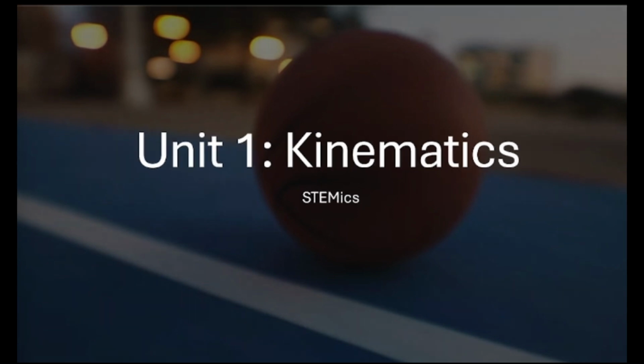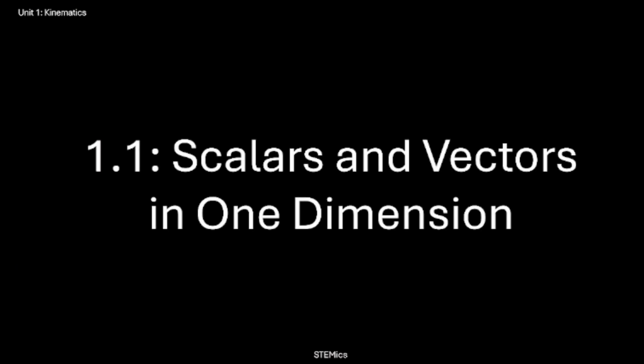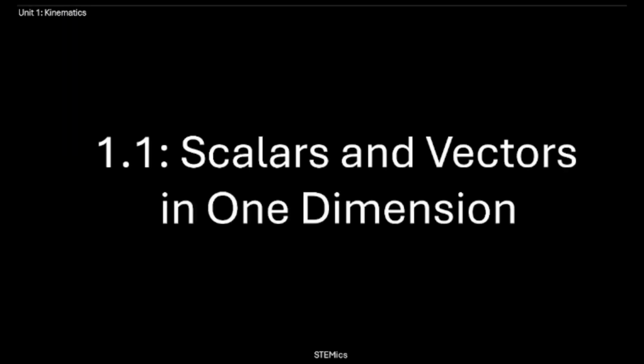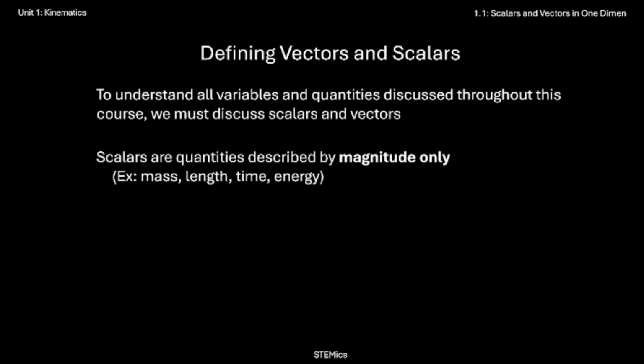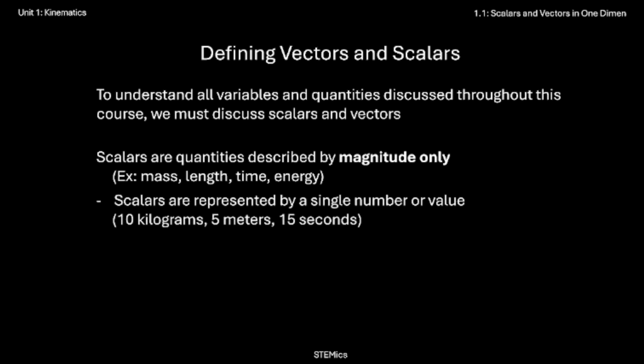So let's get started. Before we get into any mechanics and equations and variables, we must first understand what scalars and vectors in one dimension are. To understand all variables and quantities in this course, we must discuss these two things. Scalars are quantities described by magnitude only, so you can say mass, length, time, energy. These are all just magnitudes, and magnitudes can be represented by a single number or value. So you have 10 kilograms, 5 meters, 15 seconds, right?